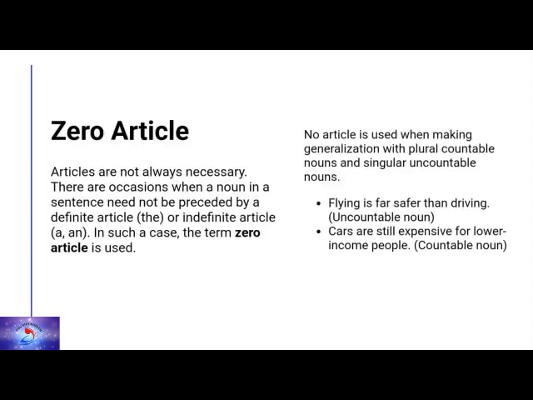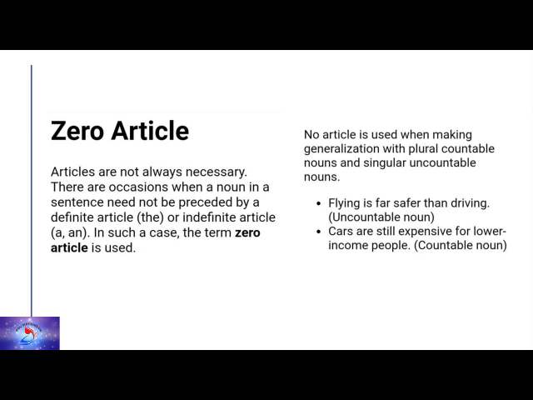Articles are not always necessary. There are occasions when a noun in a sentence need not be preceded by a definite article or indefinite article. In such a case, the term zero article is used. So nothing but the omission of an article. There are some sentences in which these articles are omitted. Those sentences are framed with zero article.